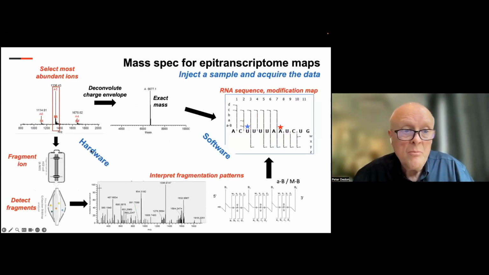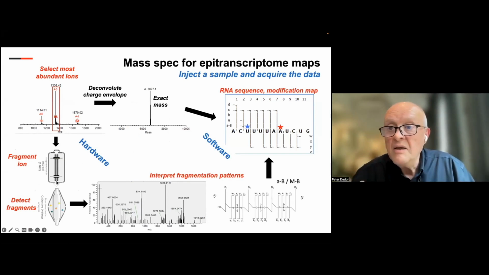I don't need to tell you too much here because Shenglong already talked a lot about this. With mass spec, you pick the most abundant fragments, put them into the fragmentation chamber, break them into pieces, send the pieces to the detector for analysis.